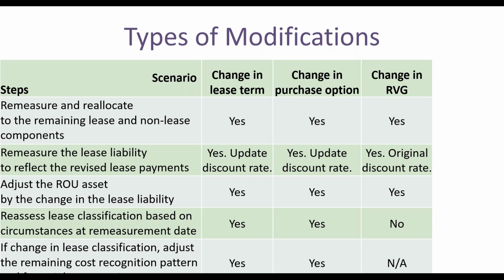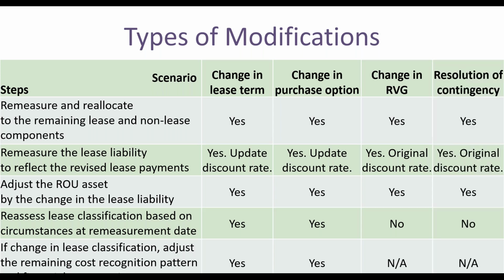And because this is a change in estimate, if you notice the second to the last row, you would not have to change the lease classification. So if you had previously had it as operating or finance, it would stay operating or finance. You would simply just adjust your ROU asset. And of course, that means you would not have to adjust how your cost is recognized going forward because it would still remain the same type of classification.